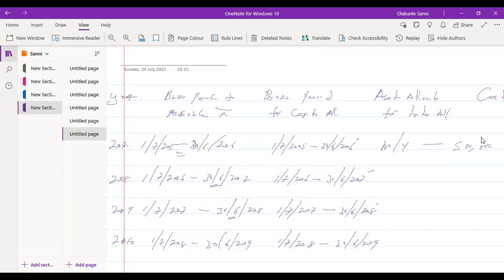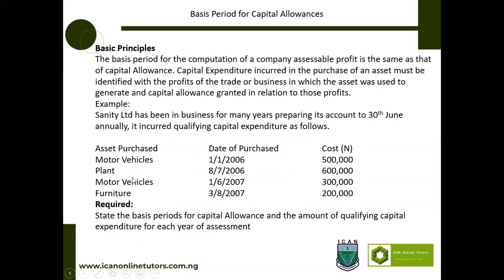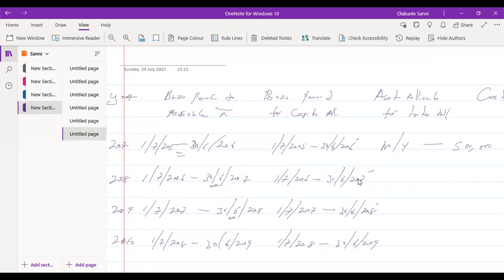Hello, are you with me, sir? Yes. The second asset, when was it purchased? Plant. Plant was purchased on 8/7/2006 for a sum of 600,000. So I have to go back to the capital allowance computation base period. Where can I see 8/7/2006? 2008 year of assessment. That means the initial allowance will be enjoyed in 2008 year of assessment. Plant, for a sum of 600,000.